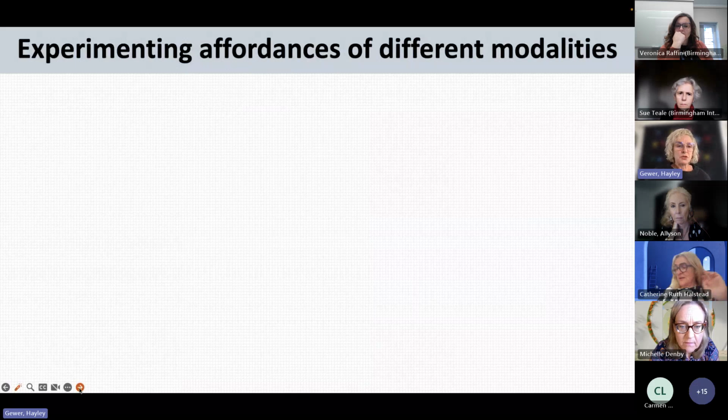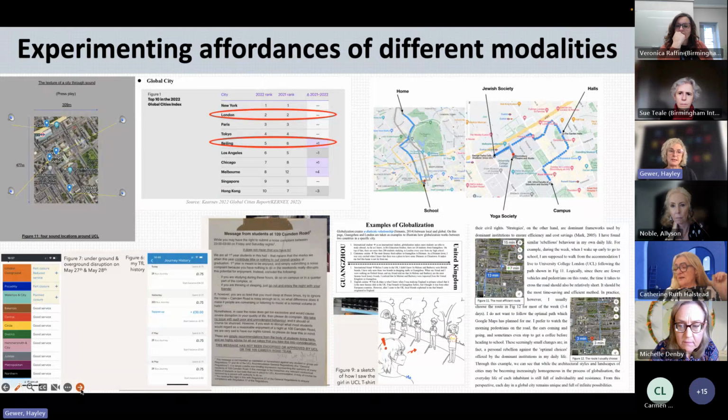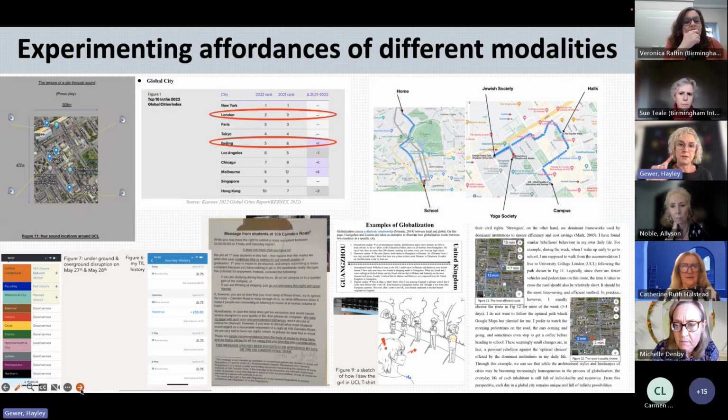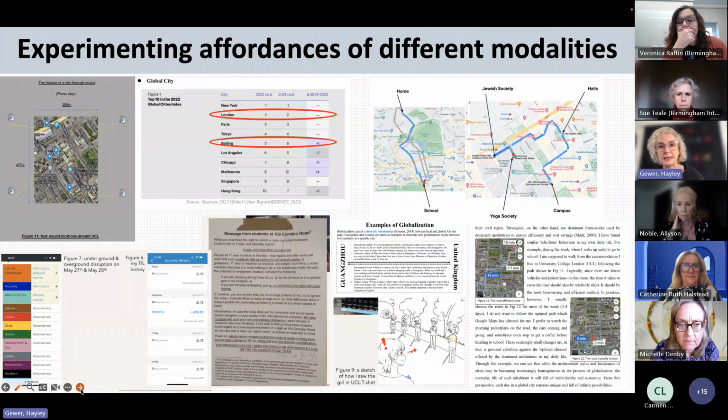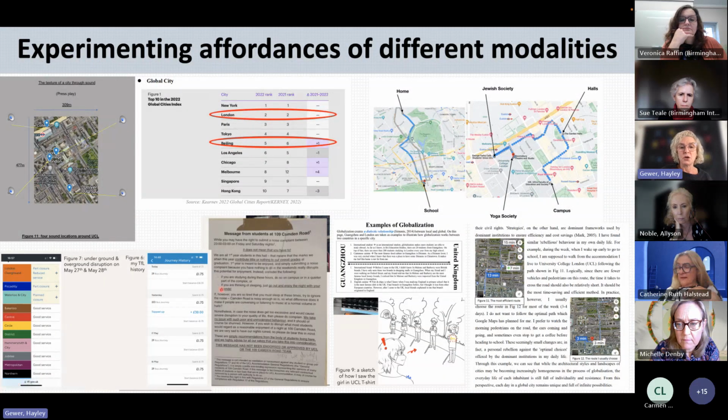And then students were also able to experiment with the affordances of different modalities. So a part of the motivation for using a multimodal portfolio was to move away from the dominant mode of writing, but to think about what other types of modalities can help you to express meaning. And we can see how students have used a range of modalities here, from sound recordings to tables to Google Maps, timetables, drawings, posters, and drew on these different types of modalities in their posters to create meaning.